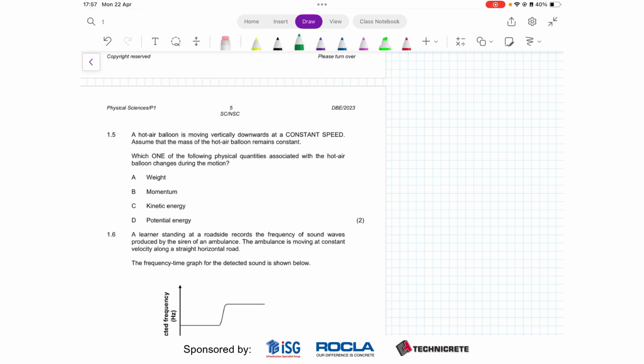1.5. A hot air balloon is moving vertically downwards at constant speed. Assume the mass of the hot air balloon remains constant. Which of the following physical quantities associated with the hot air balloon changes during its motion? Is it its weight? Is it the momentum? Is it the kinetic energy? Or is it the potential energy?